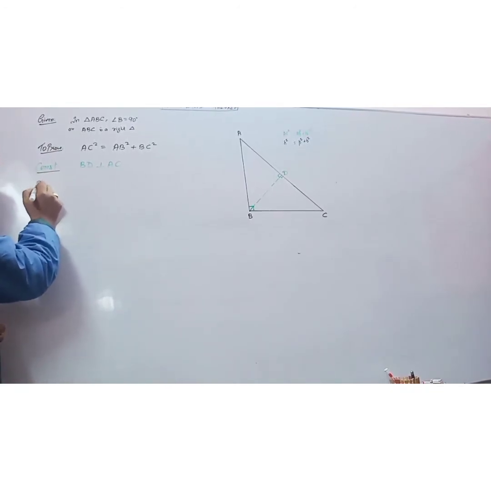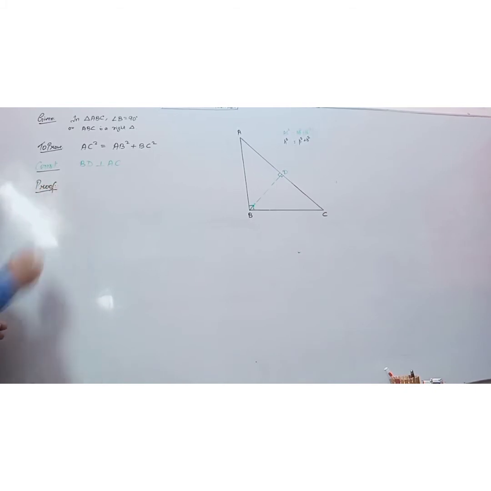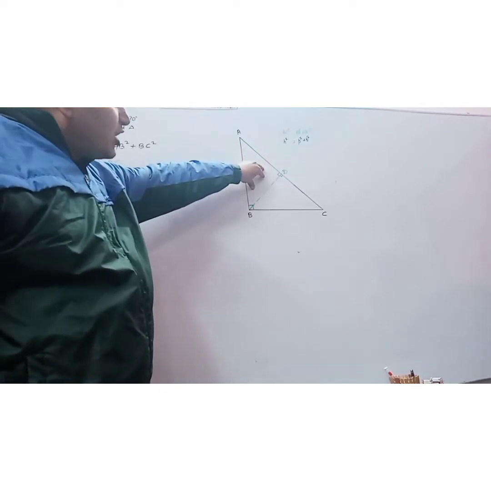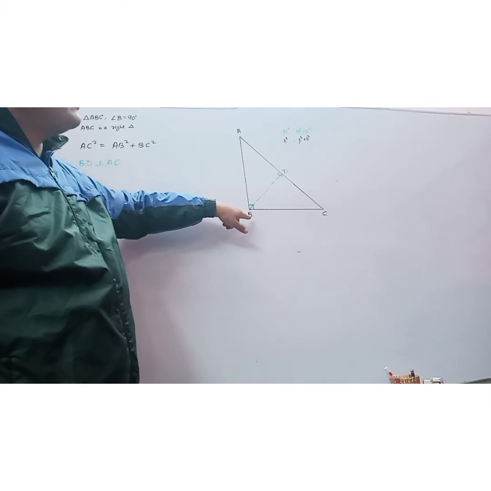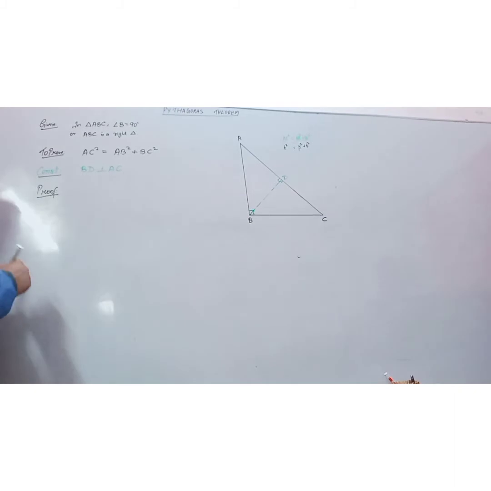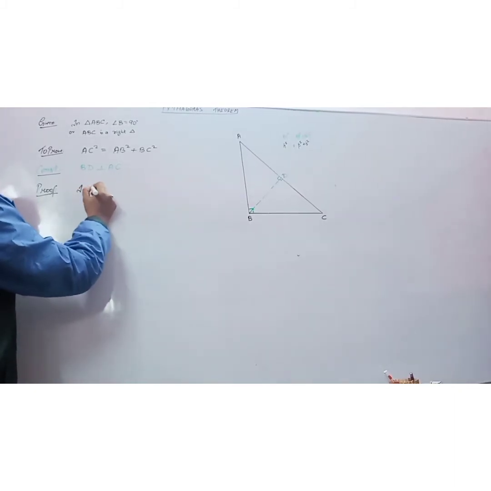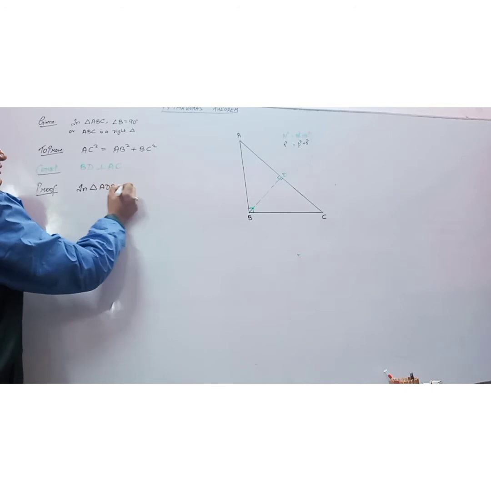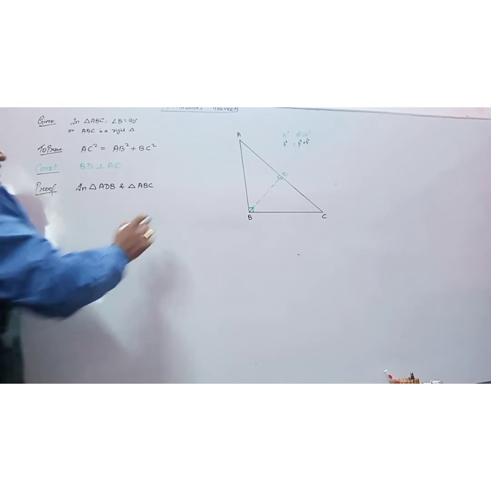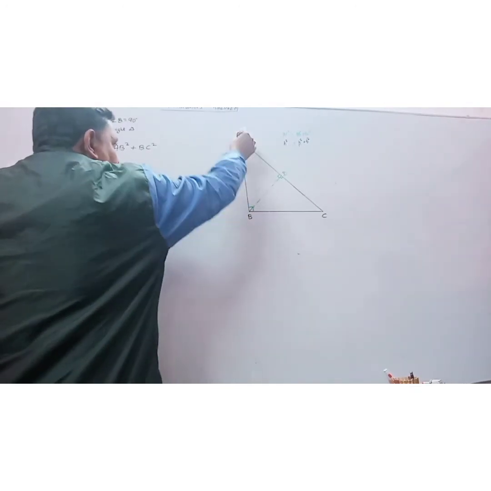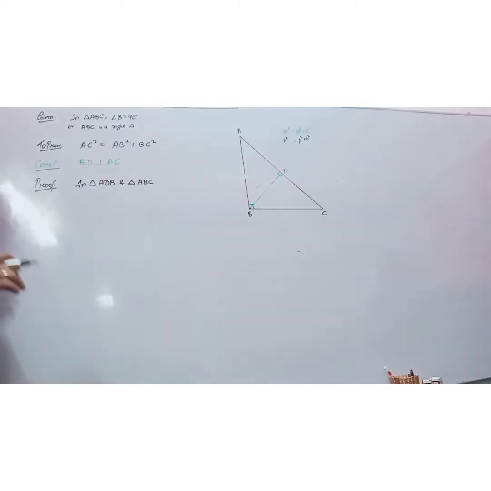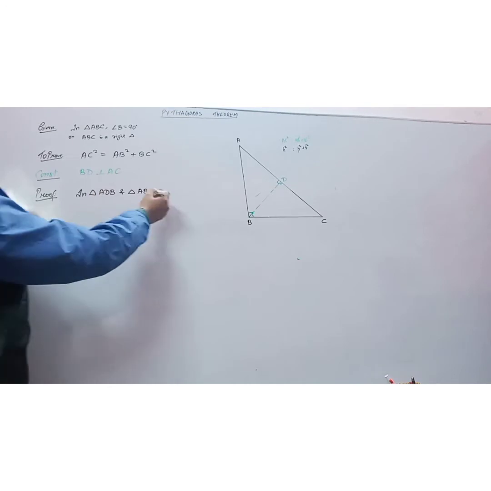Now next is proof. Now see, we are going to prove similar the smaller triangle, that is triangle ADB, with triangle ABC. So in triangle ADB and triangle ABC, we are taking this small triangle along with ABC. Now we are going to prove these similar. After proving similar, I will proceed to the next step, then I will explain it.